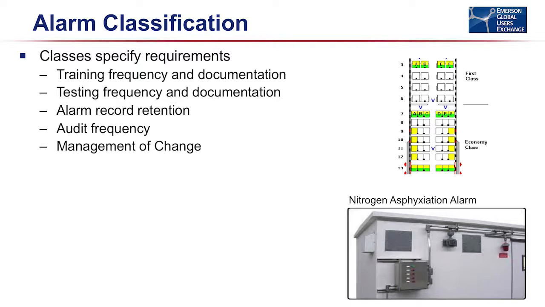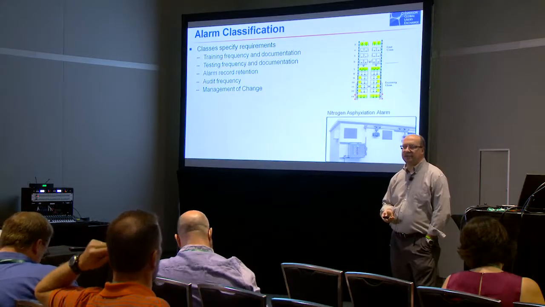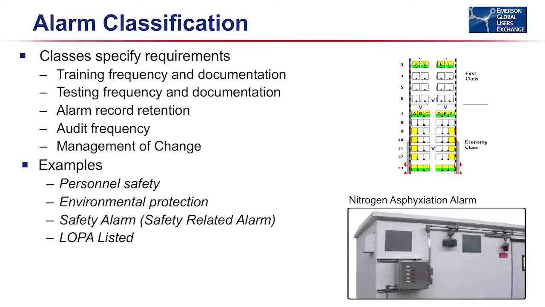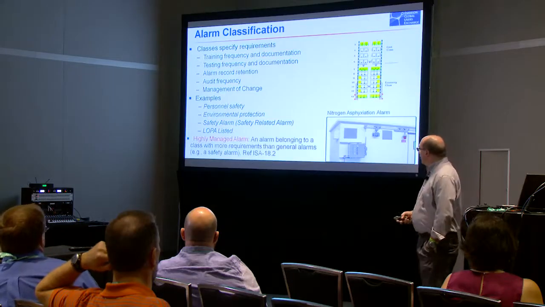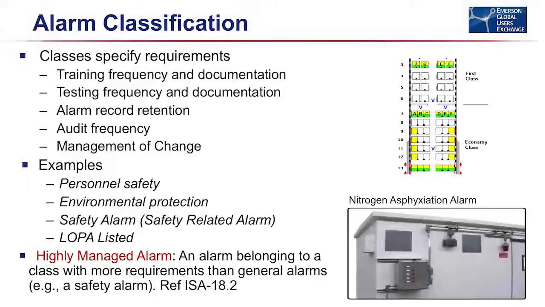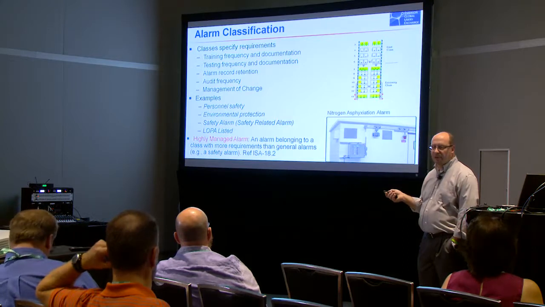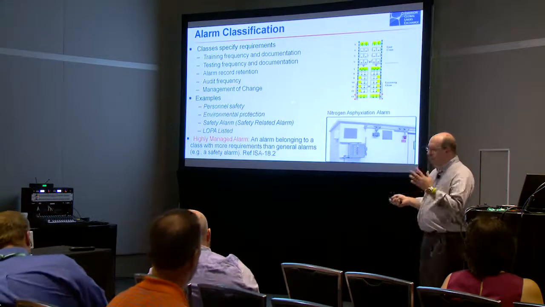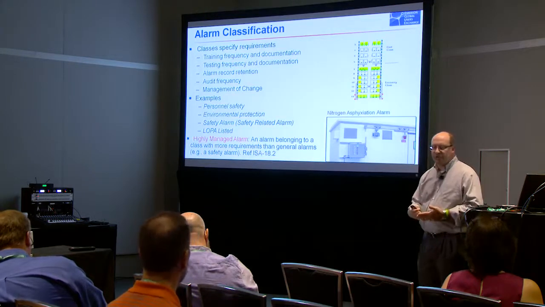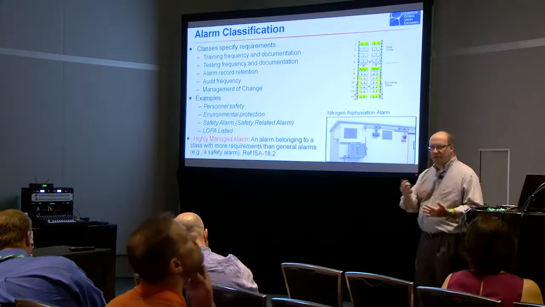Another thing to put in your philosophy is alarm classification, which is a way to group alarms that have common sets of requirements for training or testing or management of change. Good examples might be personnel safety alarms, and alarms that are used in your independent protection layer analysis, in your LOPA analysis. There's also a concept called highly managed alarms, which are those types of alarms that require a lot of extra requirements, kind of like what you would do for a safety alarm. So part of what this says is not all alarms are created equal. Some require a lot more thought when you do stuff. That's different from your general process alarm, where you might allow an operator to change a limit or disable the alarm, and engineers might go in and change stuff.